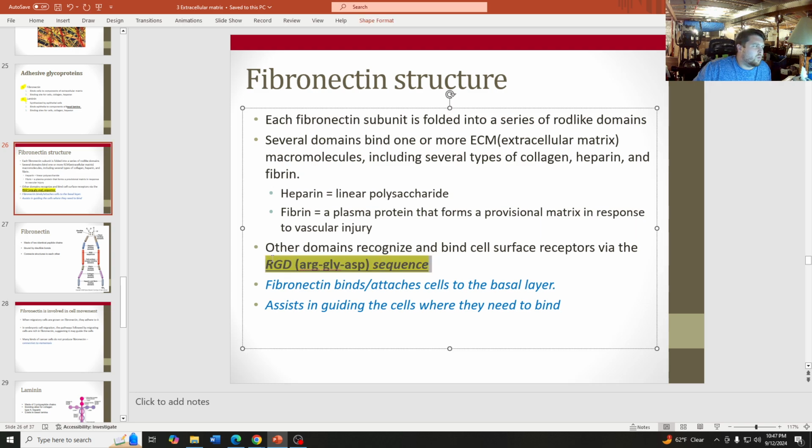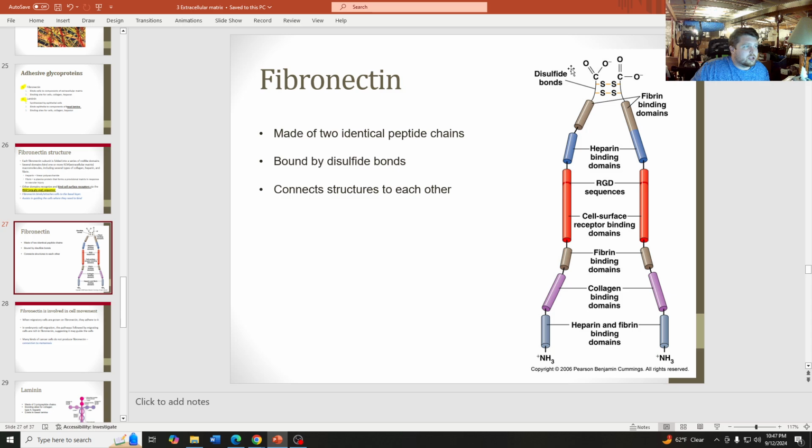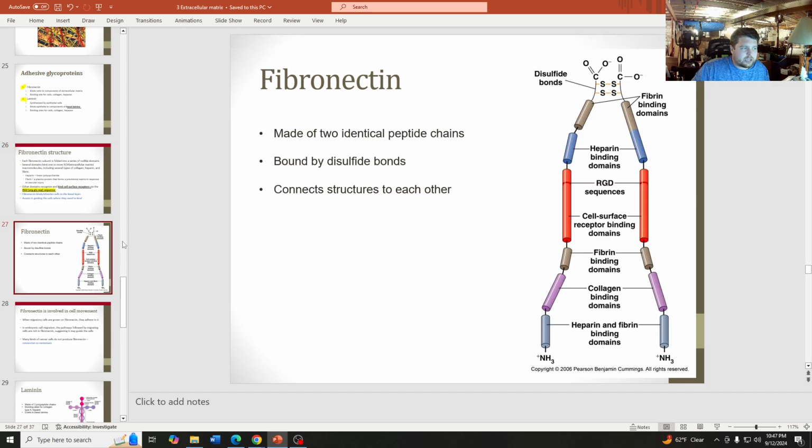Don't worry too much about what this is and how it all works. You just need to know what it is. The RGD sequence is an arginine, glycine, and aspartate sequence of amino acids, which allows for binding of cell surface receptors. Okay, that's all you need to know. Don't try and go too deep into that. Just know that this RGD sequence allows it to bind cell surface receptors.